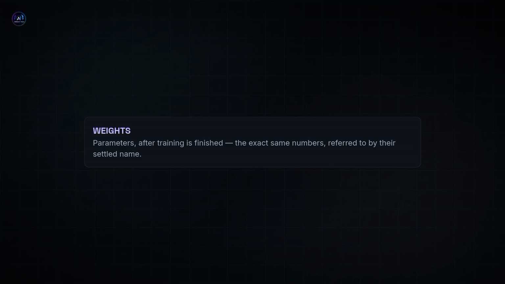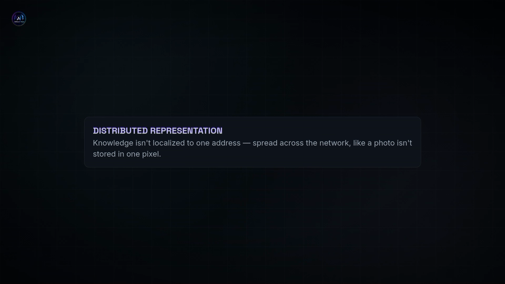Weights are parameters after training is finished, the exact same numbers, just referred to by their settled name once they've stopped moving. A representation is the pattern encoded across many weights acting together. Not one number, not one neuron, the combination. This property has a name too, distributed representation. Knowledge isn't localized to one address. It's spread across the network, the same way a photograph isn't stored in one pixel.